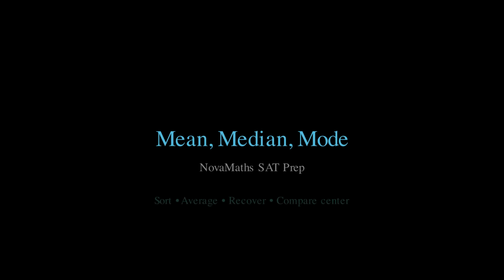Mean, median, and mode show up constantly on the SAT in both calculator and no calculator contexts. The arithmetic is usually light, but the wording can hide whether you need an average, a middle, or a frequency champion. We will practice sorting, averaging, recovering missing values, and understanding how outliers tug the mean while the median stays steady. By the end, you will know which measure the SAT wants when data is skewed or polluted by extreme values.